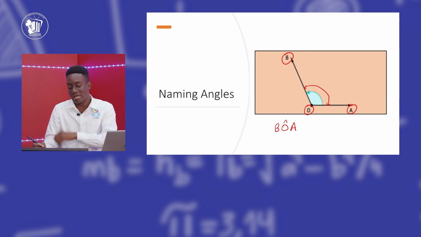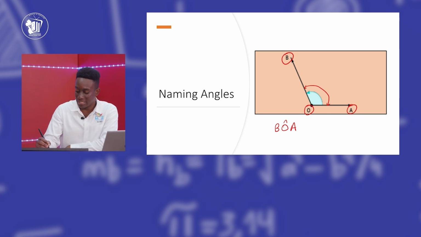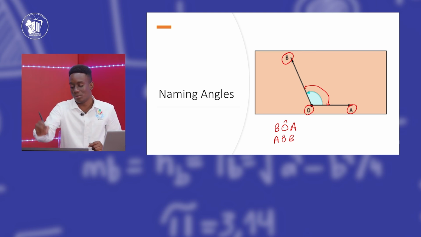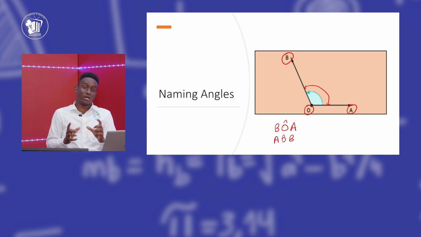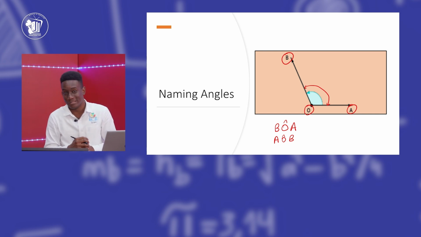and O would be where the angle is at, or some people may even label it as AOB. Both of them mean the same thing, AOB or BOA. We know that we're talking about the angle O in the center. So that is how we label an angle.